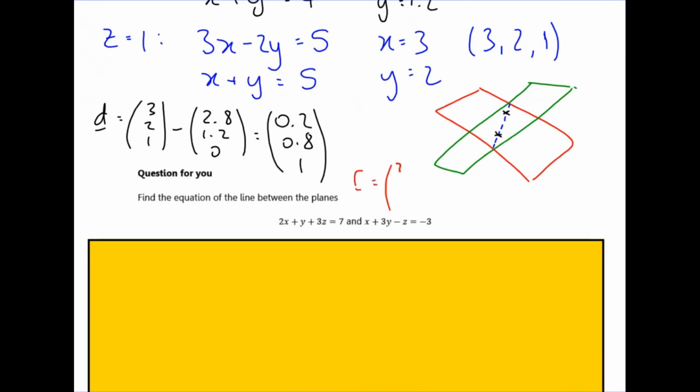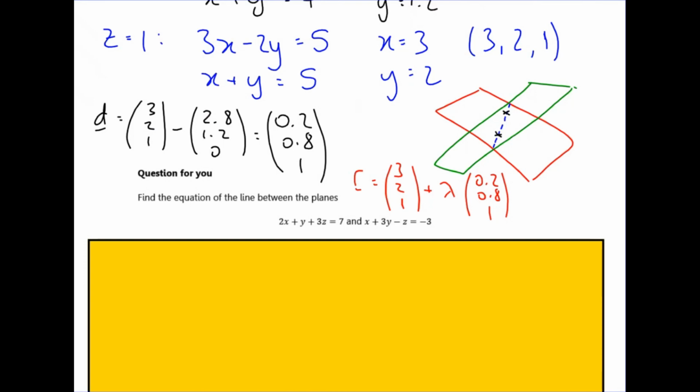And then the equation of the line at the end: r equals the point that it goes through. So I'm going to choose (3, 2, 1) because it's nice numbers, plus lambda times this direction vector. There are all sorts of answers you can have. I don't think it's a straightforward thing to do, but if it does come up, hopefully you're a bit better prepared for it.